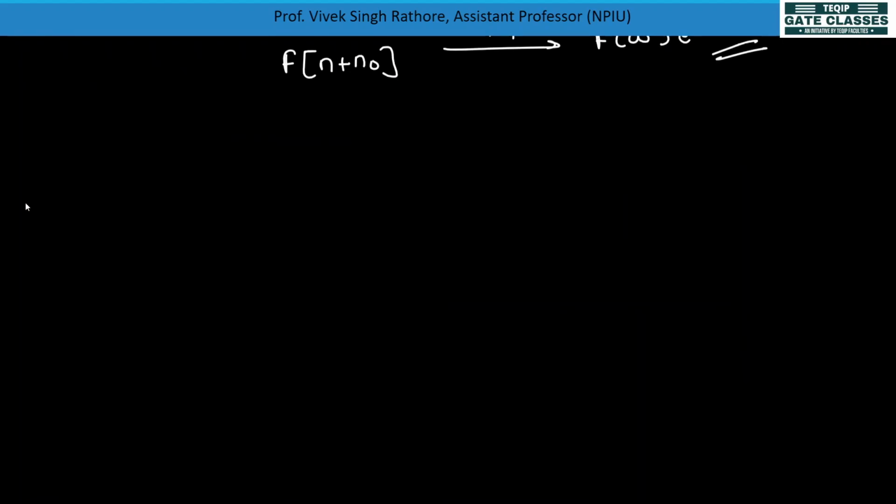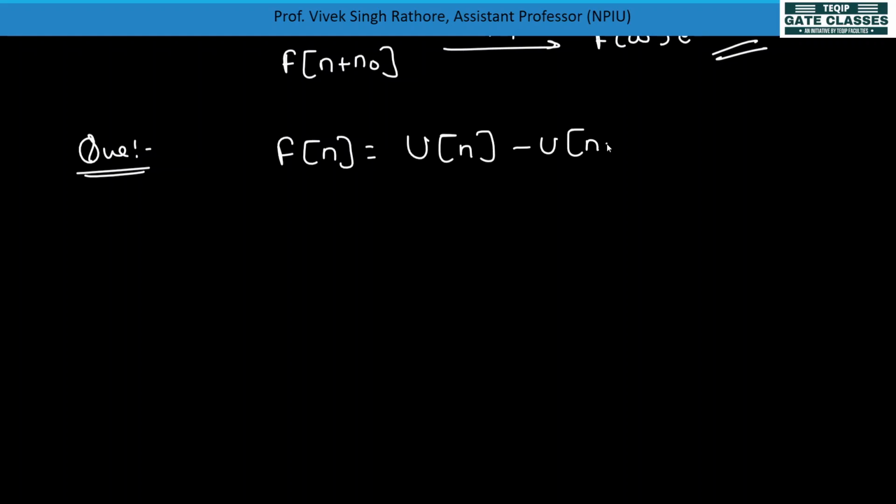Now we'll see one question, then you can understand how we are going to implement it. So if you have been given a question, let's suppose f of n is given as u of n minus u of n minus 9. Now you have been asked to find the DTFT for this signal. Now how will we approach it?